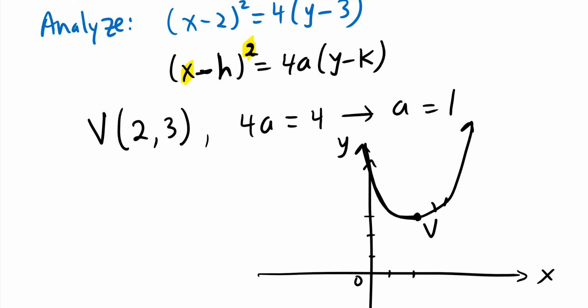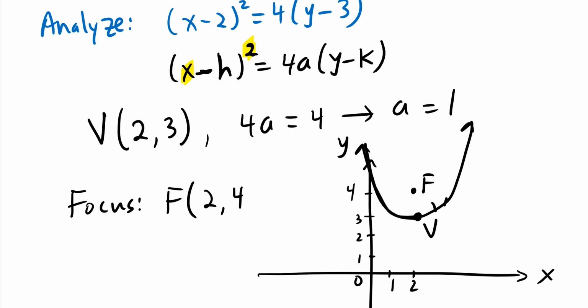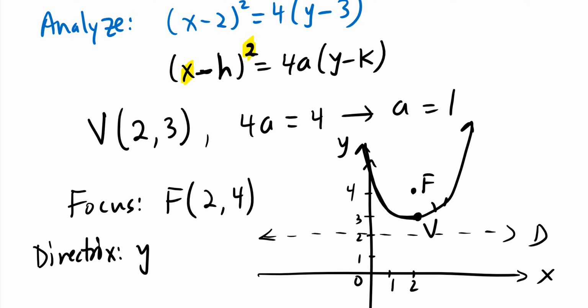Okay, remember A is the distance from the vertex to the focus. So you're going to go up 1 unit only. Okay, up 1 unit. So the focus now, from the graph I can see it's 2, 4. And you want to go down 1 unit, so that's the directrix. So the directrix has the equation y equals 2. Directrix y equals 2. That's what we really need to know. Focus, directrix, vertex, equation of the parabola, and the A distance.